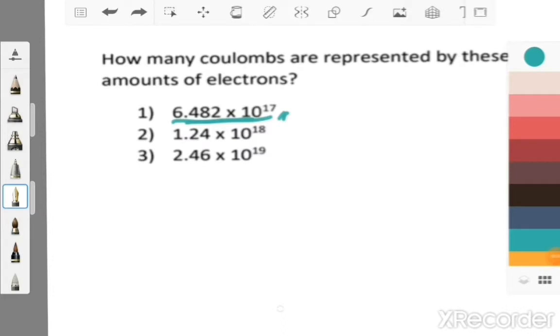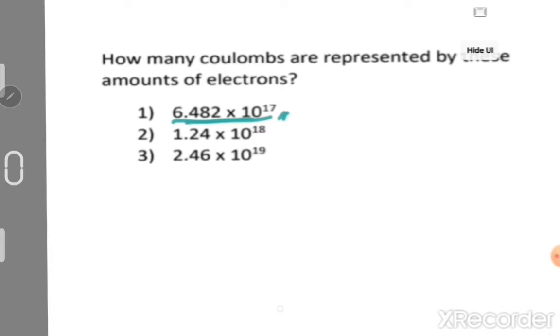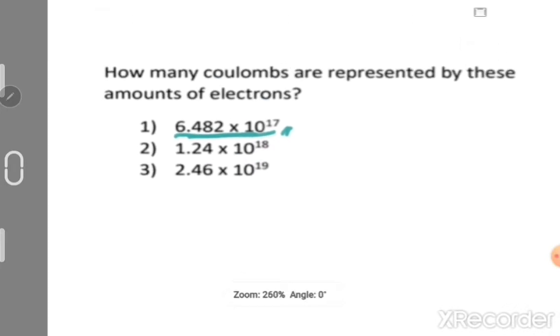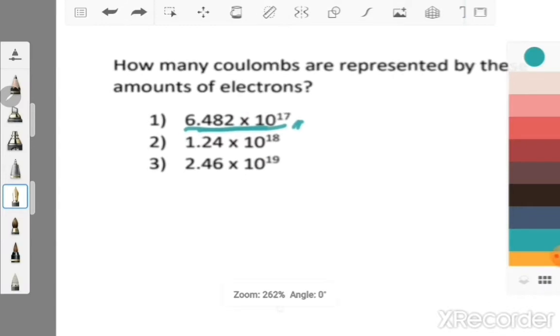So number 1, we have 6.482 times 10 raised to 17. Number 2, 1.24 times 10 raised to 18. And number 3 is 2.46 times 10 raised to 19. The question is, how many coulombs are represented by this amount of electrons? So going back to our discussion, we all know that one electron has a charge equal to 1.602 times 10 raised to negative 19.